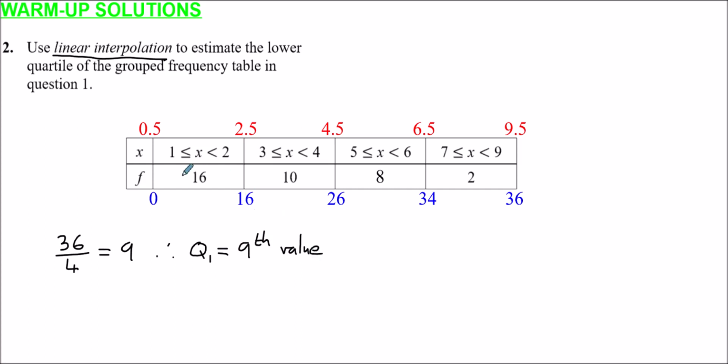The 9th value is obviously within the first 16, so that tells us that Q1 is lurking somewhere in this category here. So it's going to be in the first 16. It's the 9th one, therefore, out of 16. So I can say it's the 9th one out of 16 in the interval from 1 to 2.